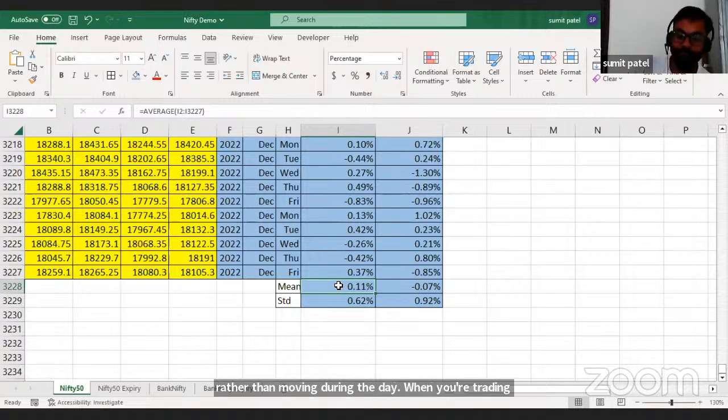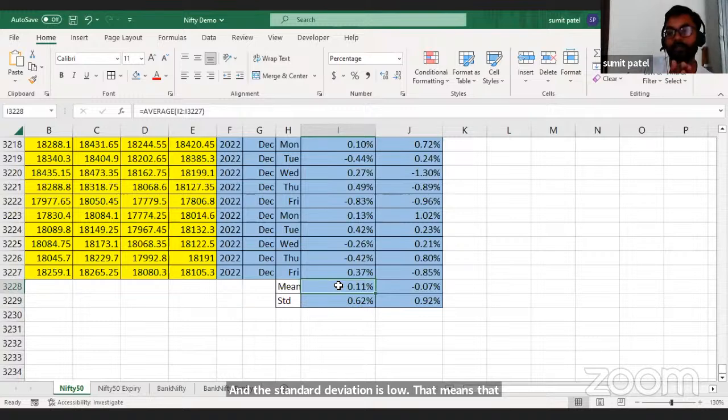If you're trading, if you want to get into that, right? And the standard deviation is low. That means that the variance is not high, or the movement from the mean of 0.11 is not that big, which is opposite in the intraday movement. So intraday, first, the movement is negative, very close to negative, and the standard deviation is also higher.